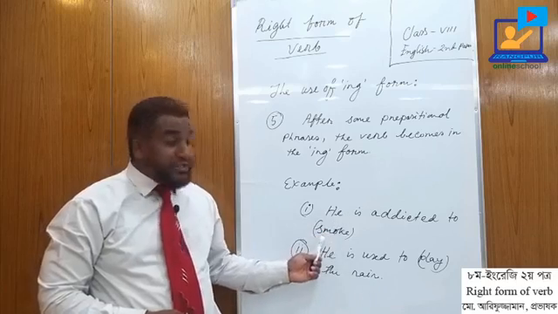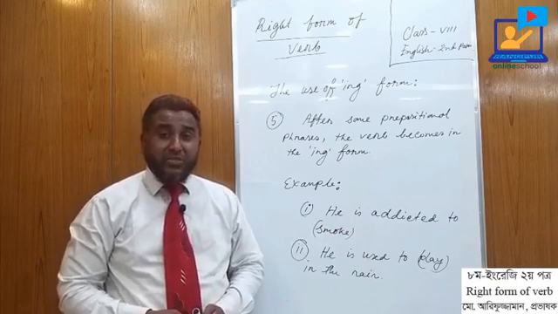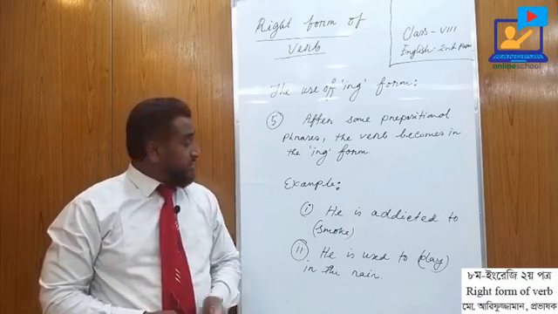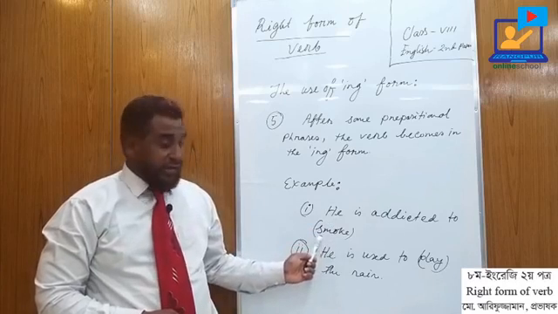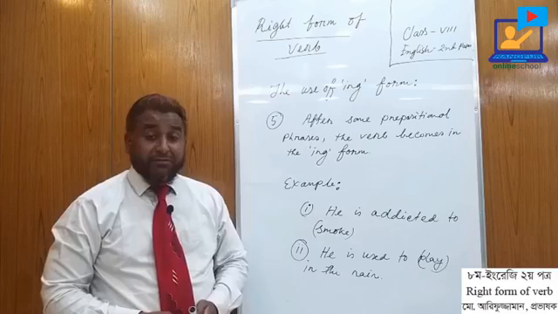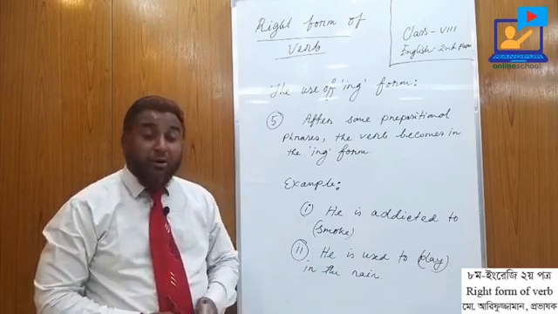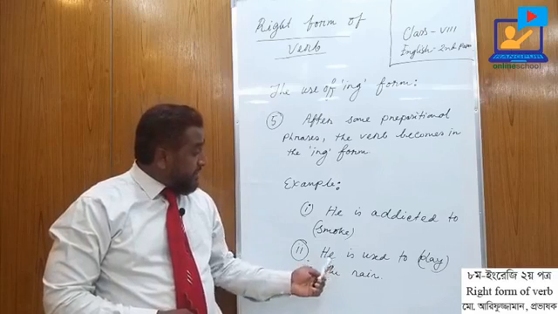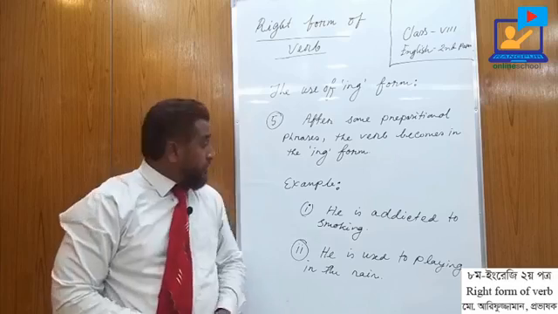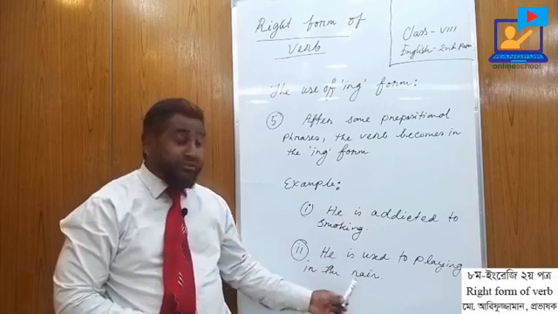He is addicted to smoke. Here, is addicted to means be addicted to. Here, smoke will be in ing form: smoking. He is addicted to smoking. Similarly, he is used to play in the rain. Be used to takes the ing form of a verb. This is a very common prepositional phrase. He is used to playing in the rain. Look at the solutions again. He is addicted to smoking. He is used to playing in the rain.